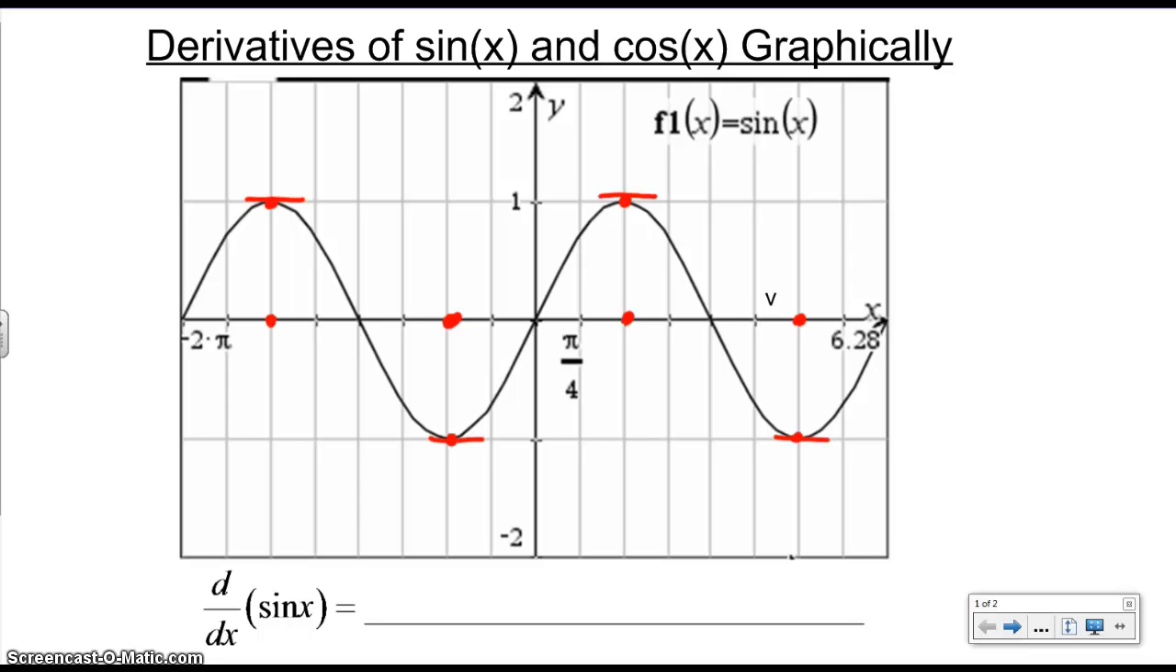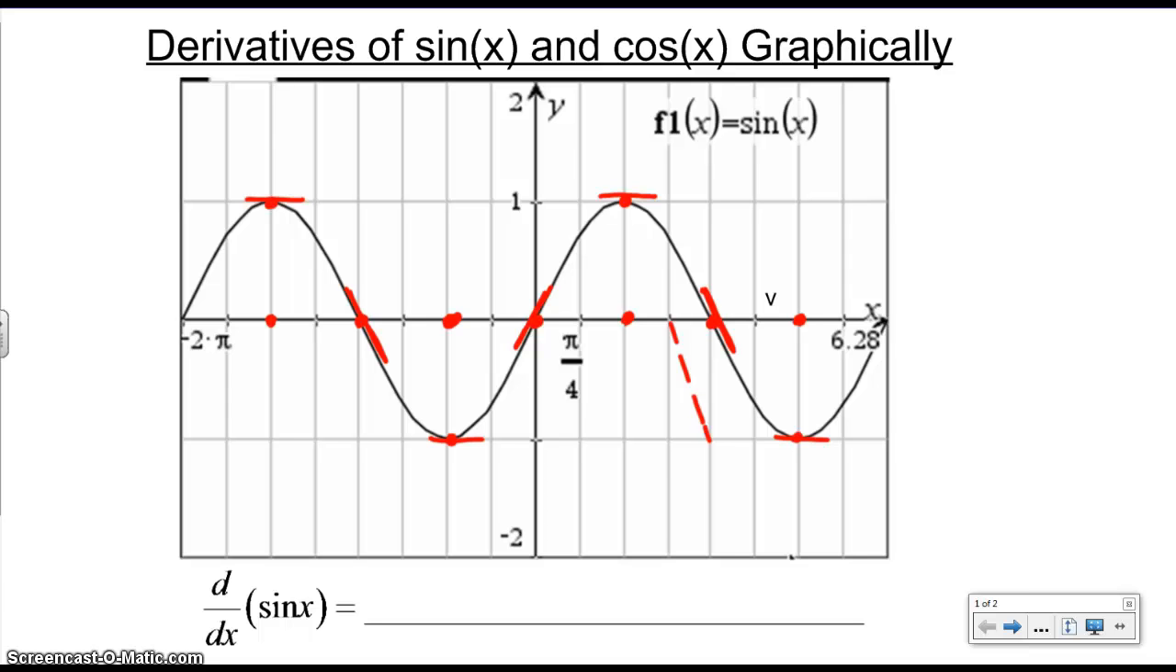And then I'm going to look at slopes right here, where the concavity changes, where it changes from concave up to concave down and vice versa. I'm going to draw in the tangent lines. And if you look, these tangent lines are pretty much parallel to a line with a slope of 1. If you cut across a grid box, that's a slope of 1.